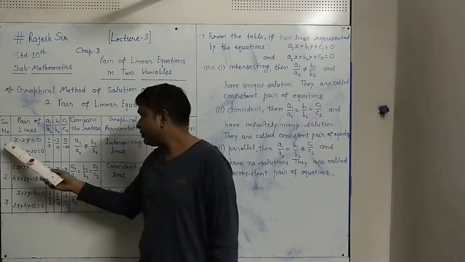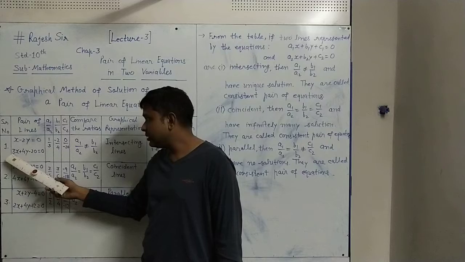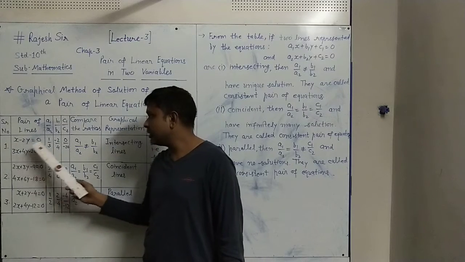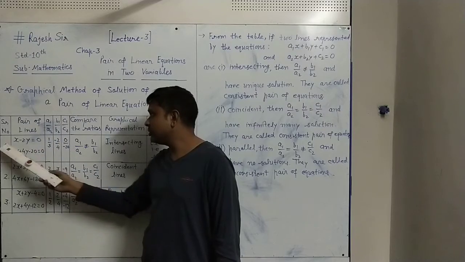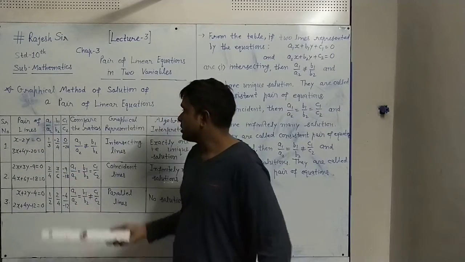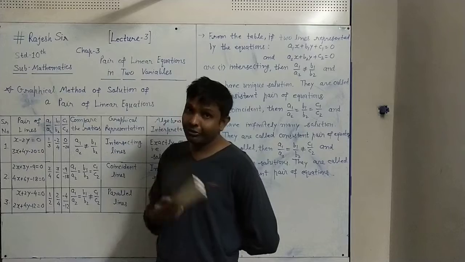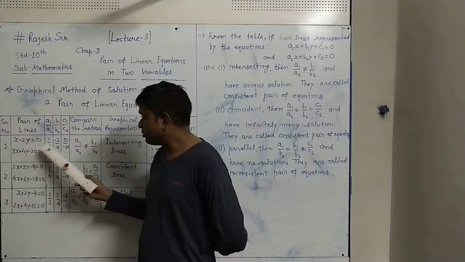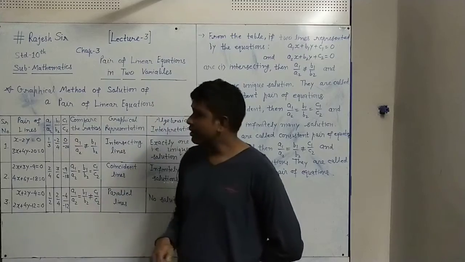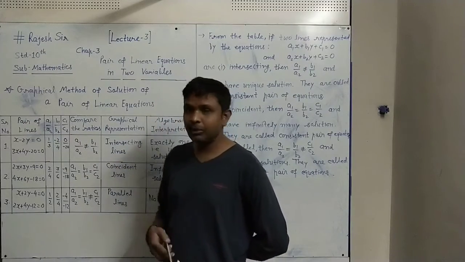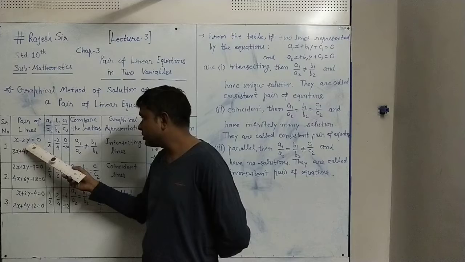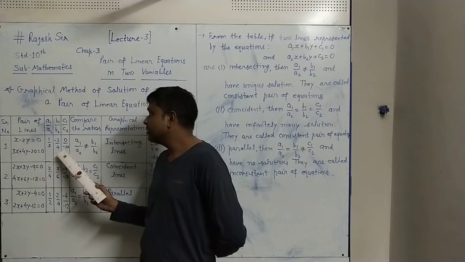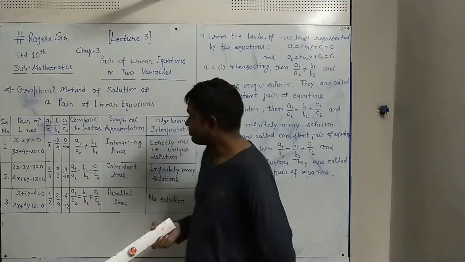Here the coefficient of x is 1, and here the coefficient of x is 3. So A1 upon A2 is 1 upon 3. Similarly, B1 upon B2 means the coefficients of y: here minus 2 and here plus 4, so minus 2 upon 4. C1 upon C2 means constant upon constant. Here the constant term is 0, no term is there, so 0 upon minus 20.